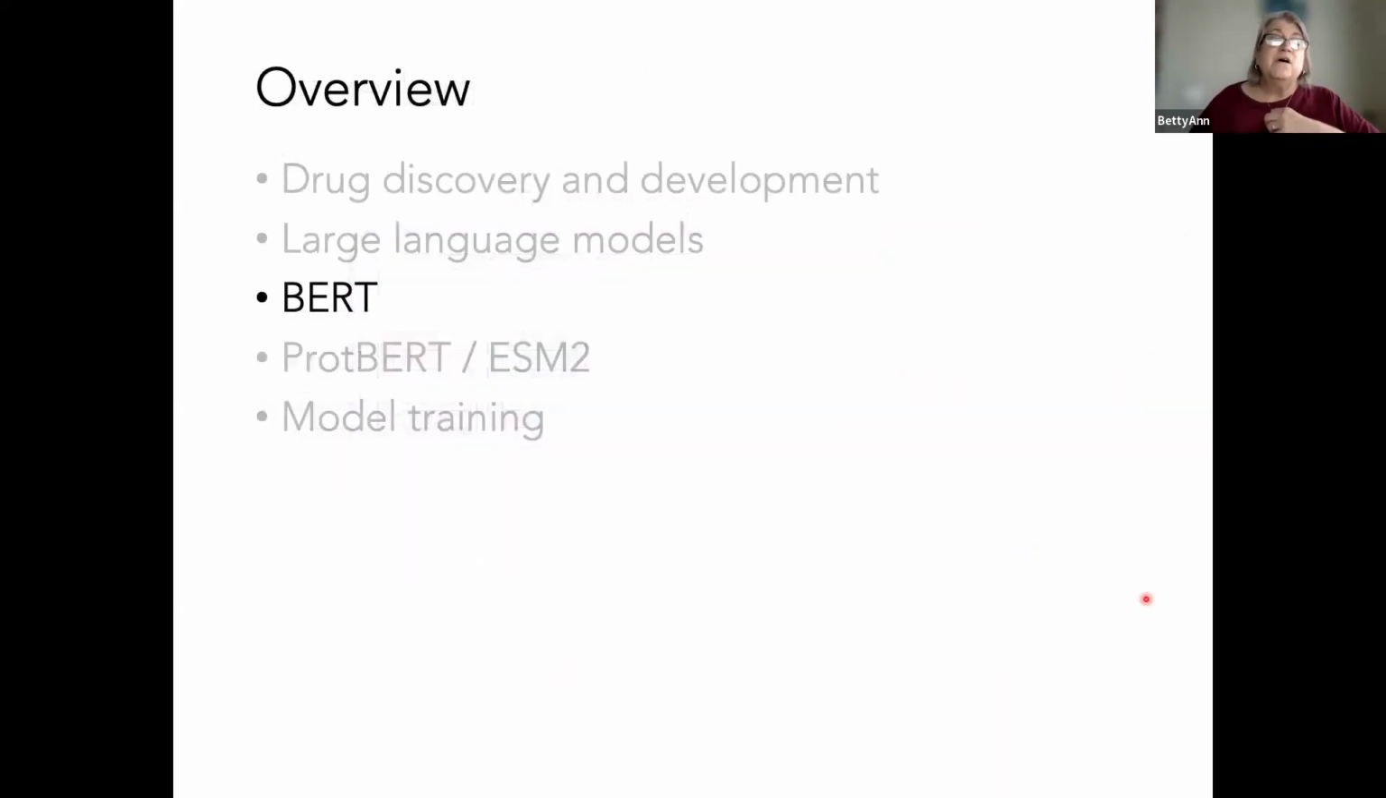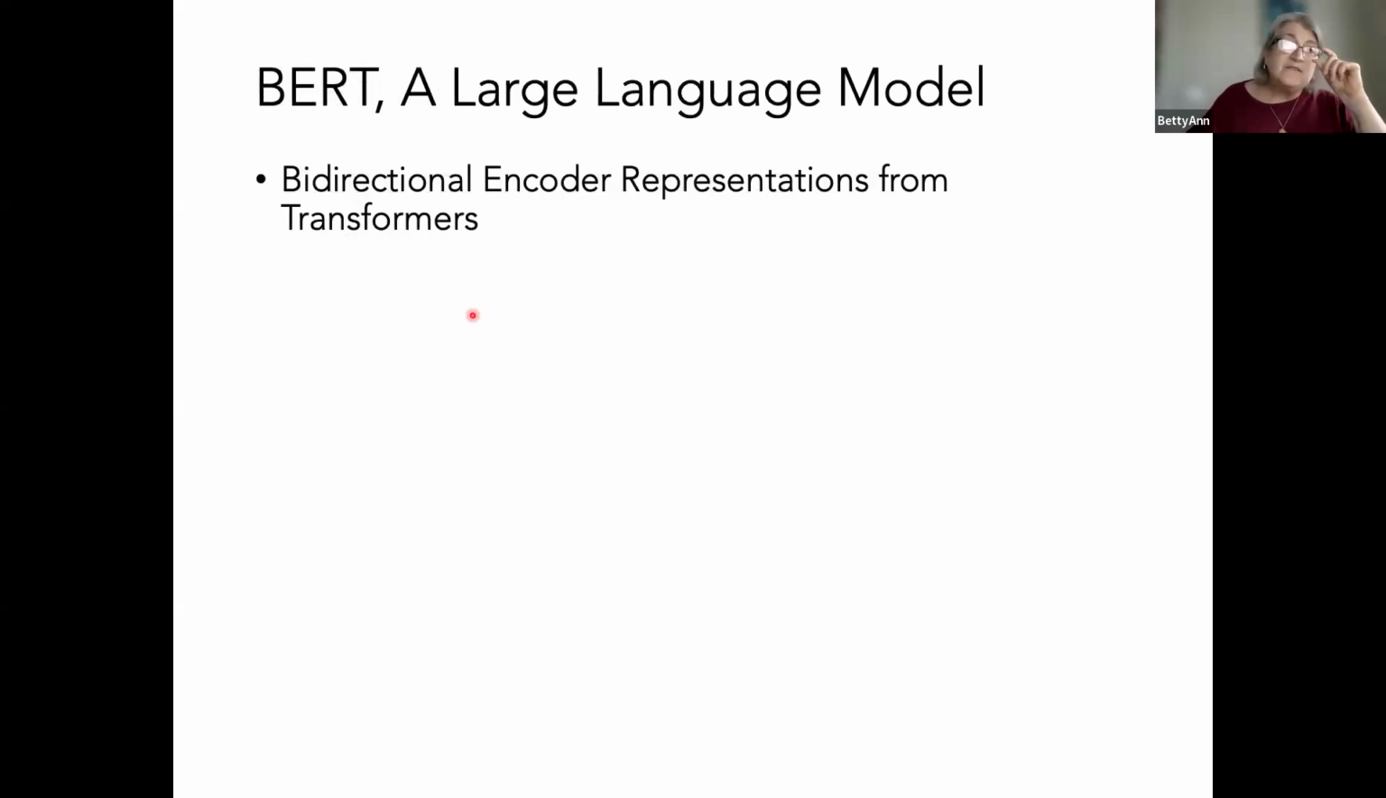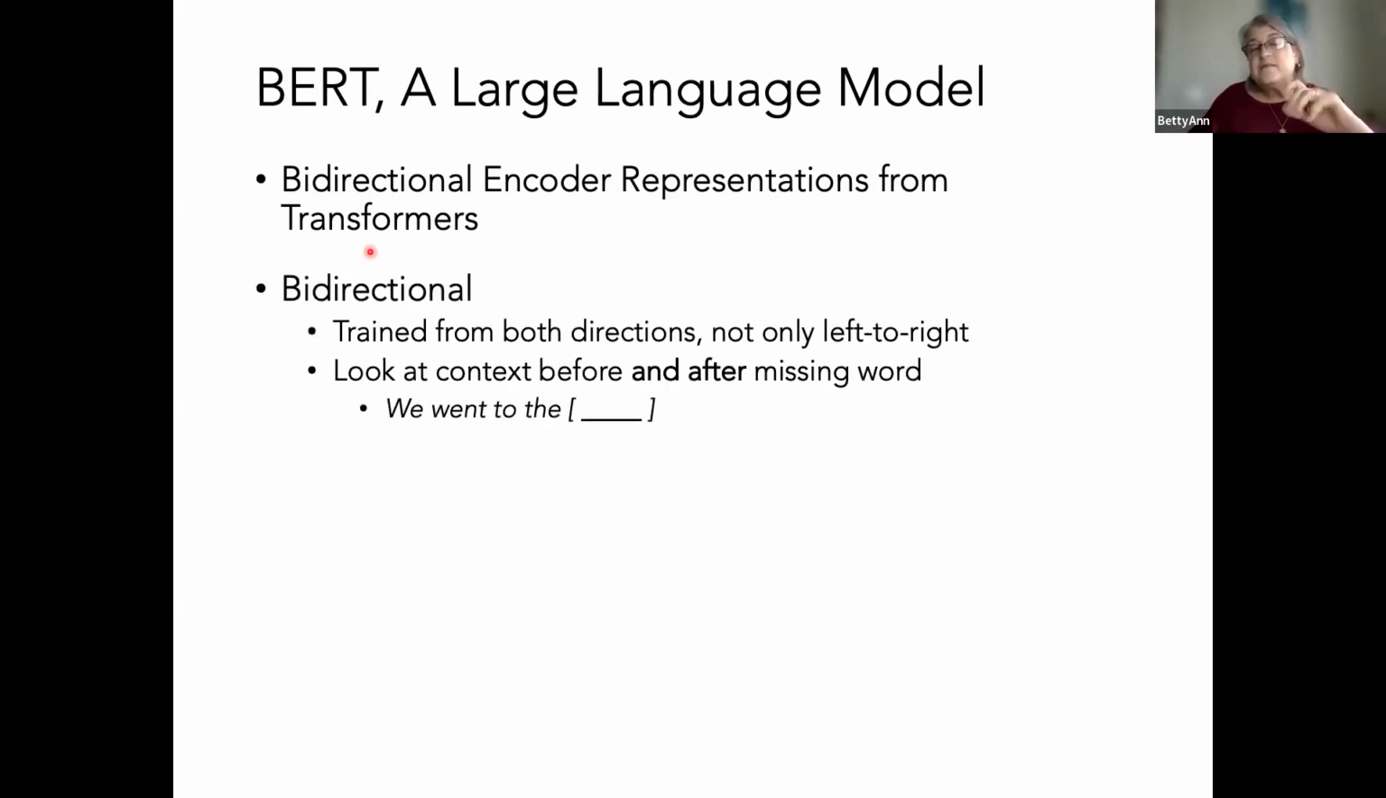Okay. So now that we've talked about large language models at a high level, I want to talk, again at a high level, about a specific large language model called BERT. BERT stands for bidirectional encoder representations from transformers. So there's that word transformer again. It is a large language model, it is a transformer. What makes BERT special is that it really got a lot of people's attention for its accuracy.